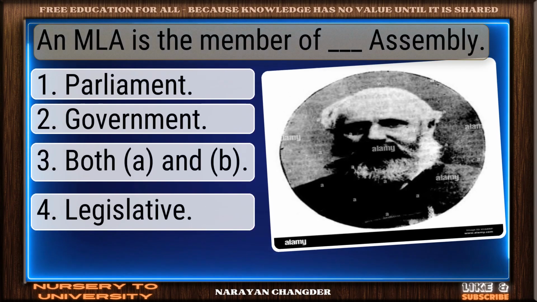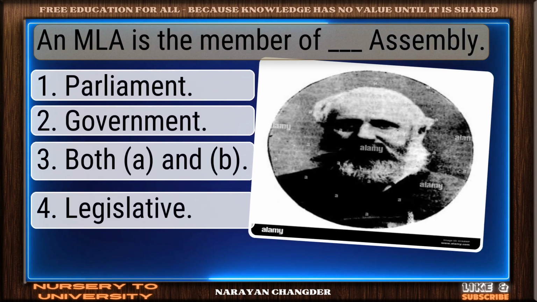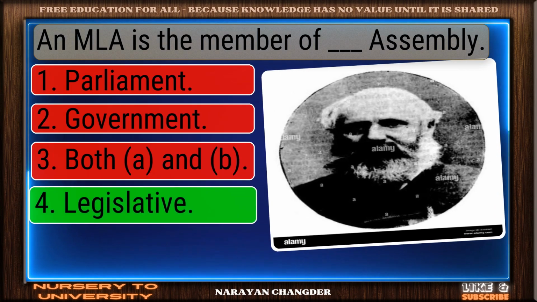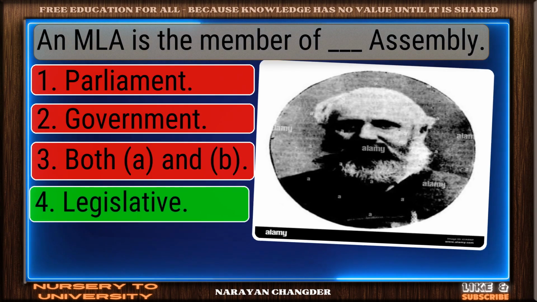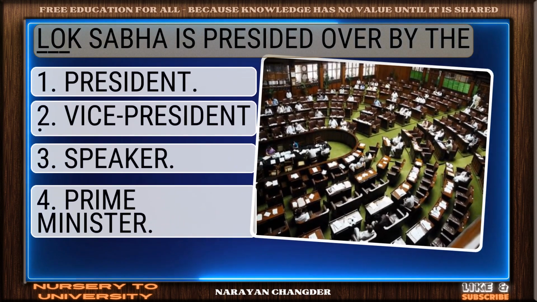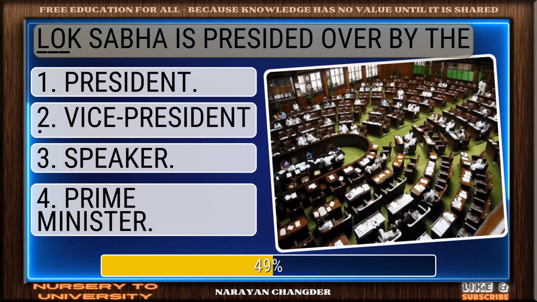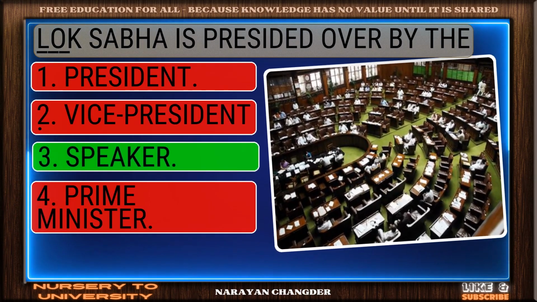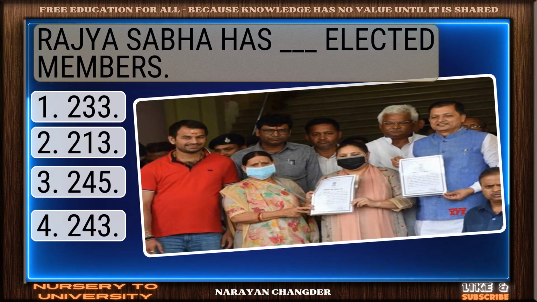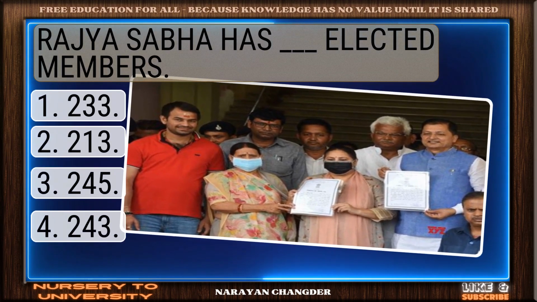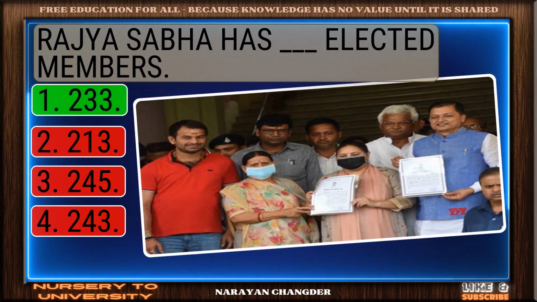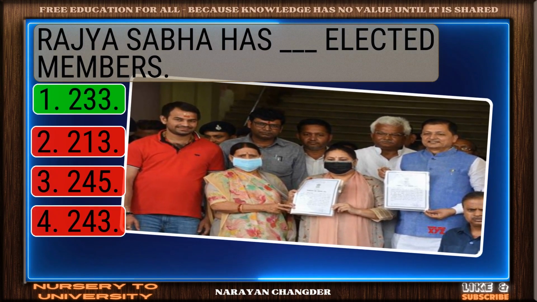Question number 170. An MLA is the member of Dash Assembly. Great job. Legislative is the accurate answer. Question number 171. Lok Sabha is presided over by the dash. Perfect. Speaker is the correct choice. Question number 172. Rajya Sabha has dash elected members. On track? 233 is the correct answer.